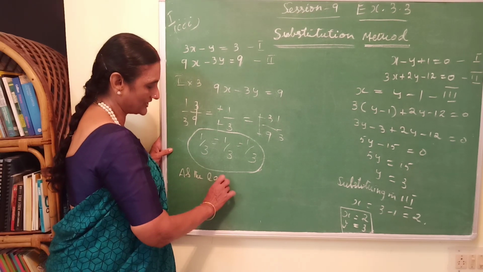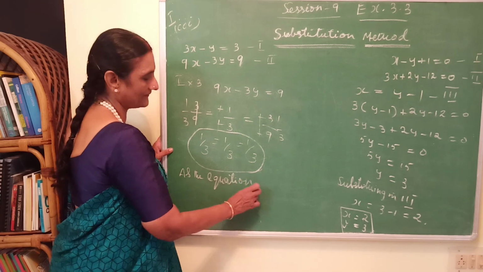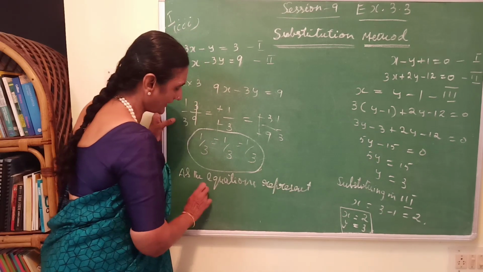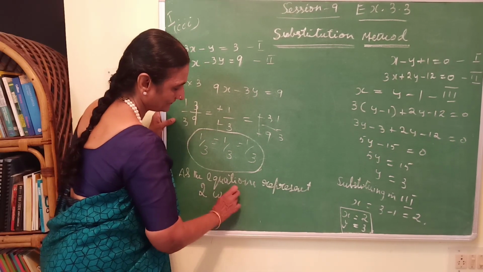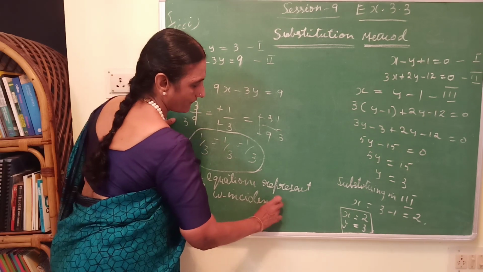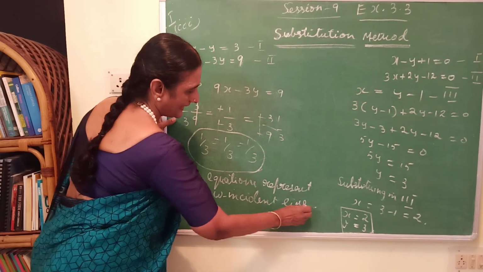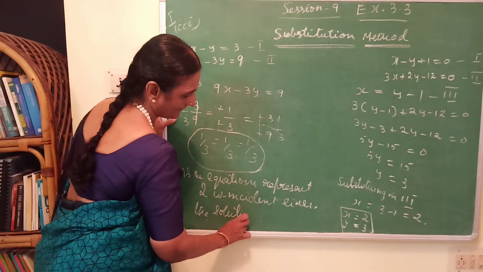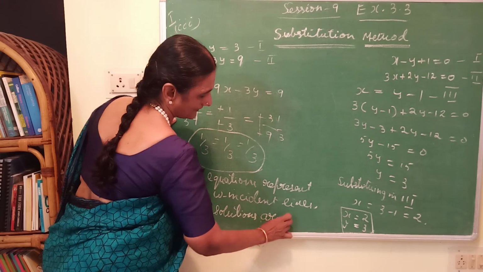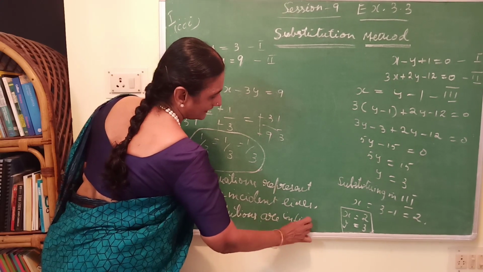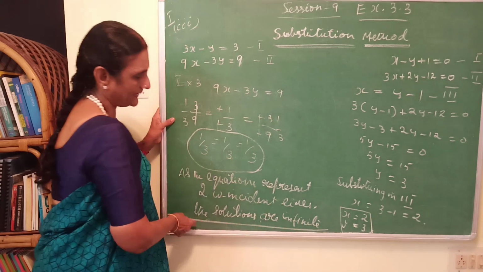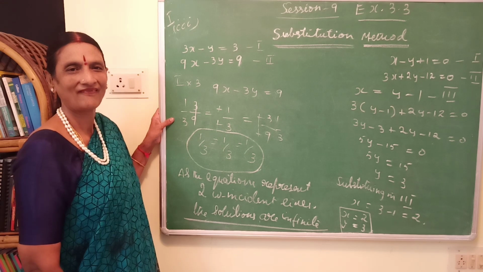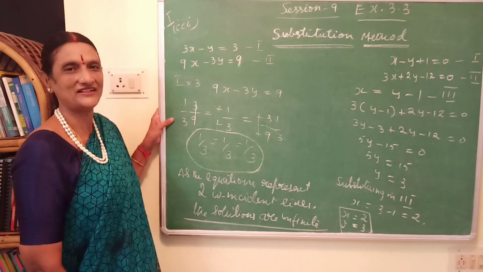As the equations represent what? They represent two coincident lines. The solutions are infinite. You have to conclude like this, and we won't proceed further. This is how you have to end this sum. Is that clear to all of you? Yes, please make a note of these things.